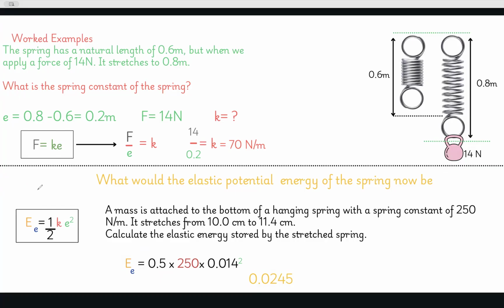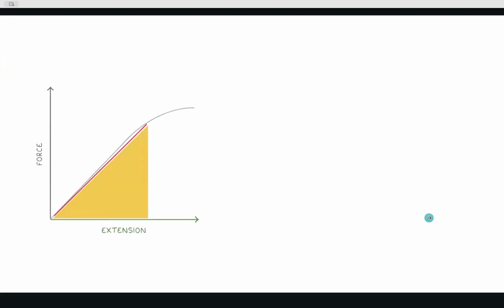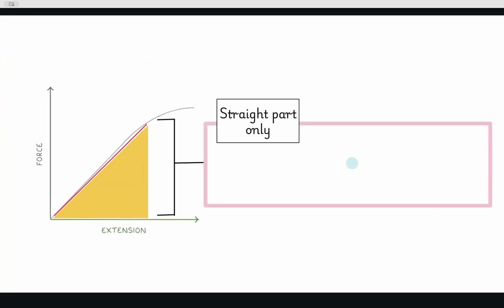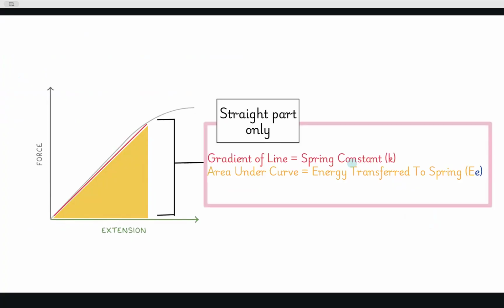Now, last but certainly not least, let's look at a specific graph. So this is a force extension graph. If you have a graph of force against extension like this, then as long as we look at the straight part of the line, the gradient is going to be referring to the spring constant, and the area under the curve is going to be the energy transferred to the spring. So, i.e., the elastic potential energy.